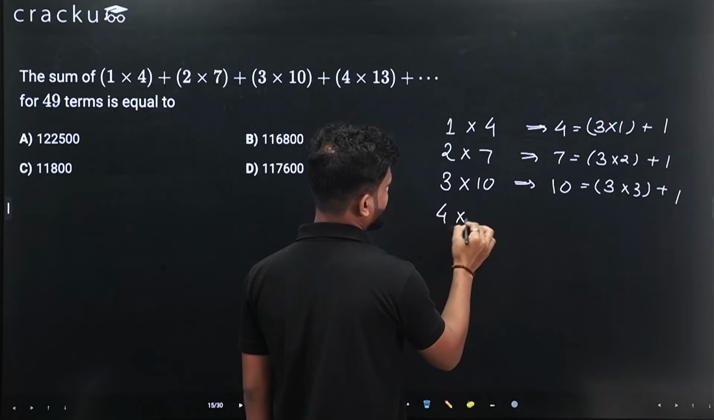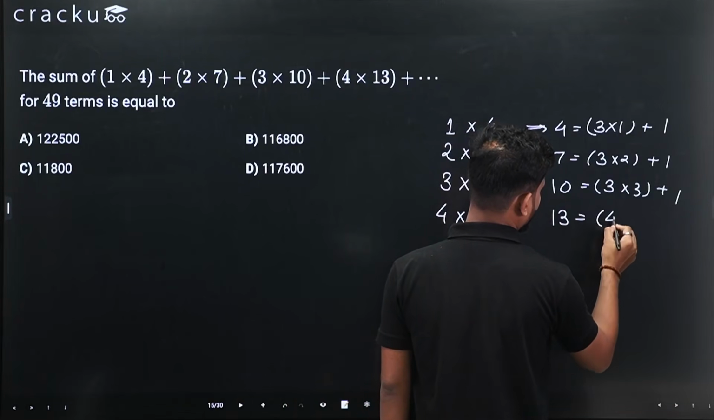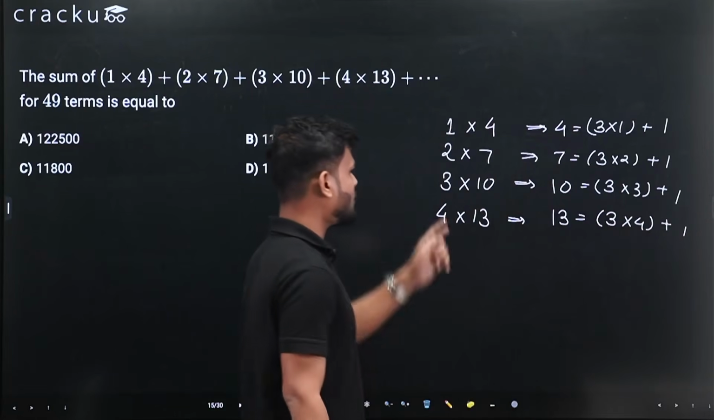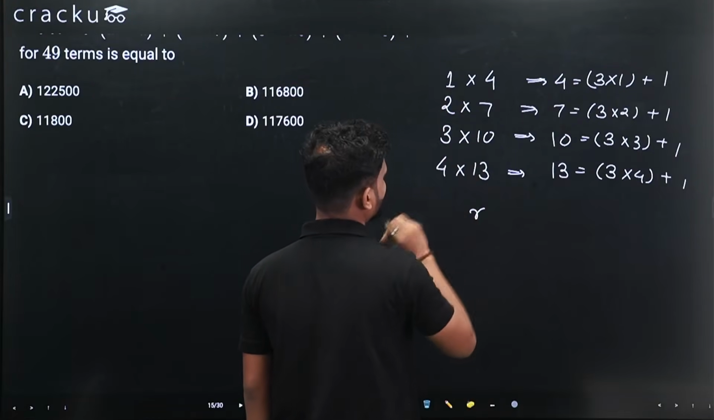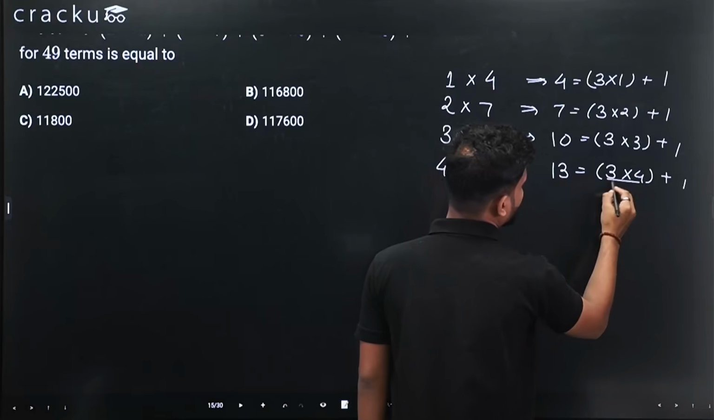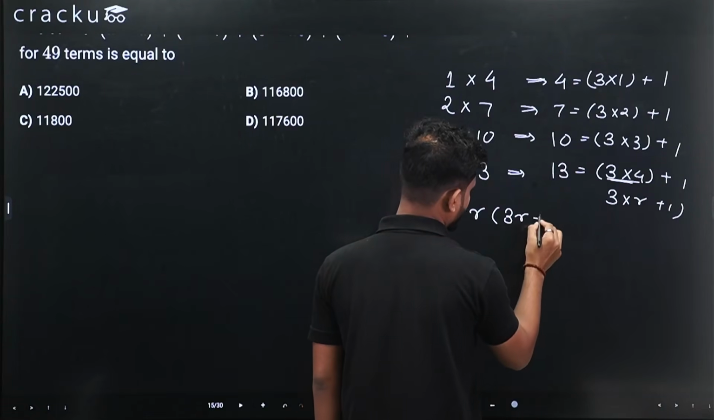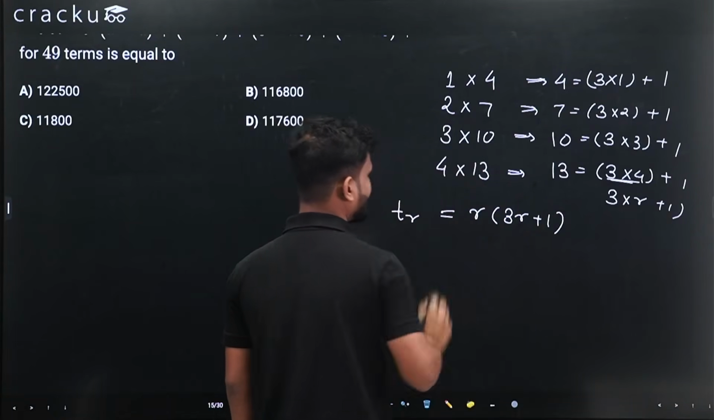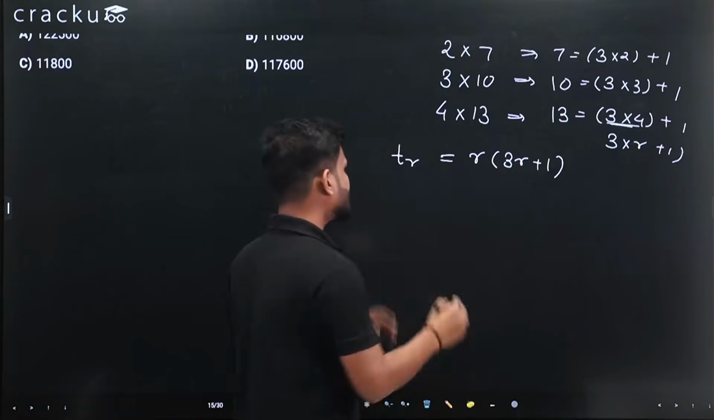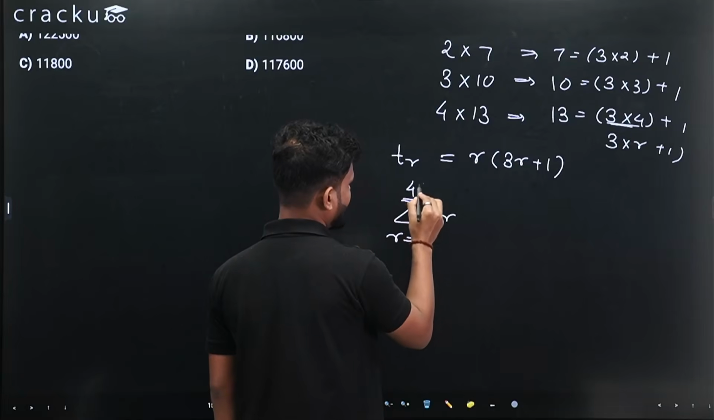I have 4 into 13. How can I write this? This is nothing but 13 is equal to 3 into 4 plus 1. So for any term, the general term will be what? General term will be r, which is either 1, 2, 3, 4, into, this is what? This is 3 into r plus 1. This is 3r plus 1. So this will be, let us say, general term Tr. Now you need to find the summation of Tr such that r is equal to 1 to 49.